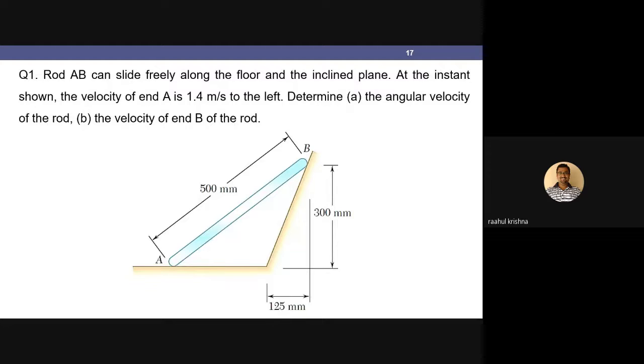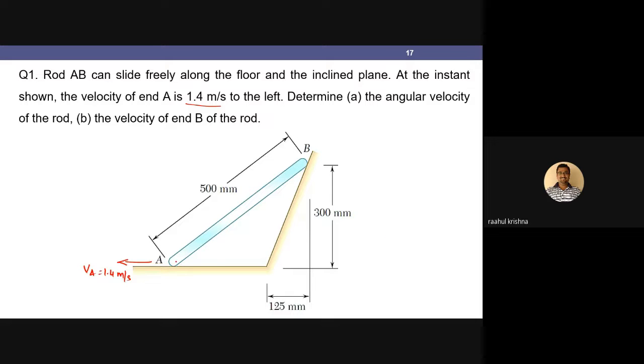Now, in our first question, it's a simple problem. Here I have a rod AB which can slide freely along the floor and on the inclined plane. At the instant shown in this figure, the velocity at the end A is 1.4 meters per second to the left. So I can mark VA equal to 1.4 meters per second.